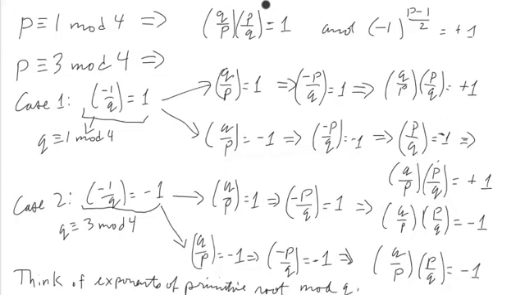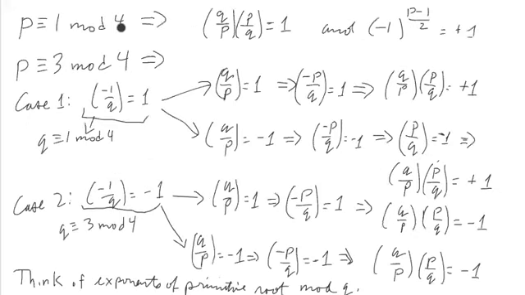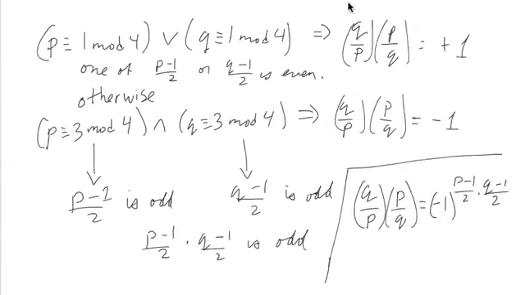So let's put these ideas together. If p is congruent to 1 mod 4 or q is congruent to 1 mod 4, so this case or this case, we end up getting this product as positive 1. That's the same thing as saying that one of these, (p-1)/2 or (q-1)/2, is even. Since 1 mod 4 means a multiple of 4 divided by 2, so one of those is even. In either one of these cases, we always get positive 1.